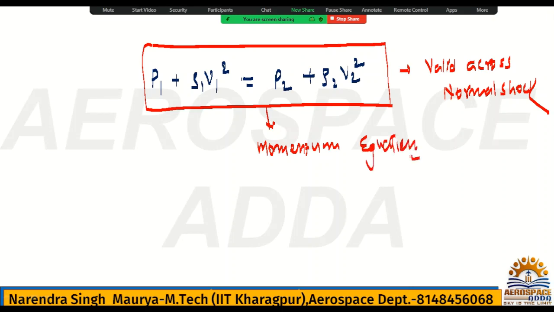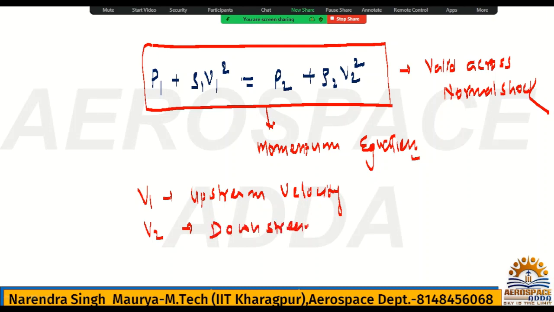This is very important here. What are P1, P2? Already I have told you: P1, rho 1, V1. V1 is the velocity, don't think this is the volume, V1 is the upstream velocity. V2 is the downstream velocity. Already I have given it, but again I am writing so that there should not be confusion. Similarly, P1, rho 1 are the pressure and density upstream, P2 and rho 2 are the pressure and density downstream. So this is the momentum equation which is valid across a normal shock.